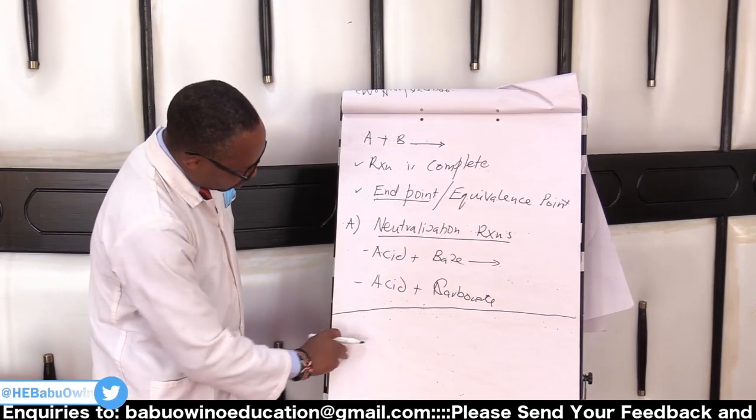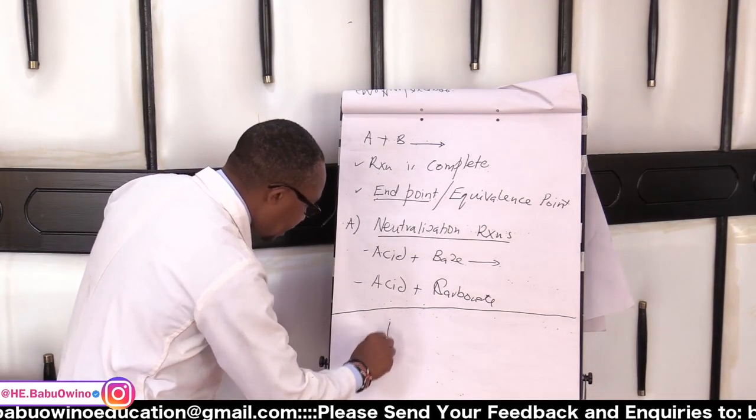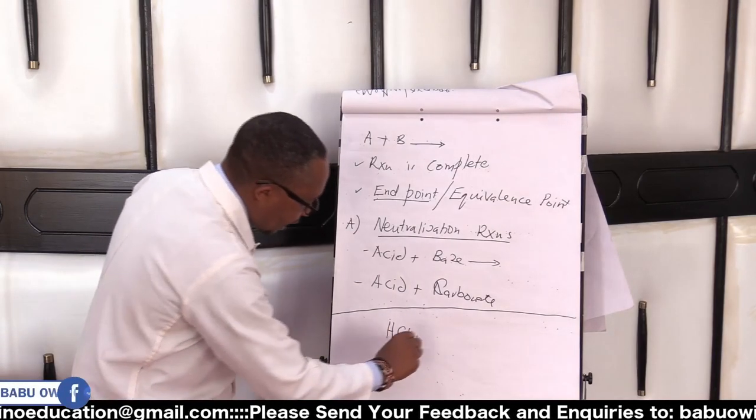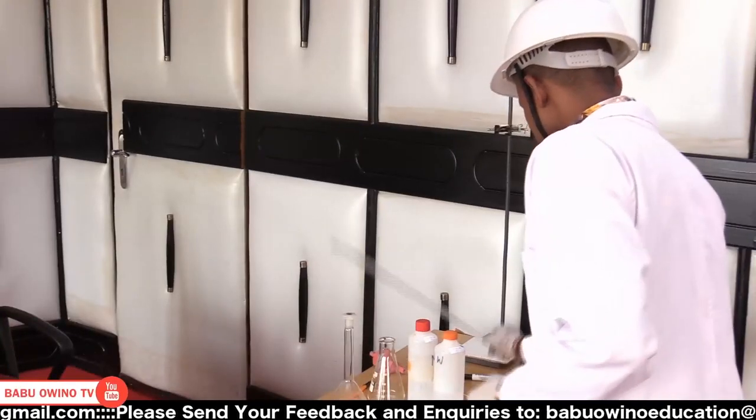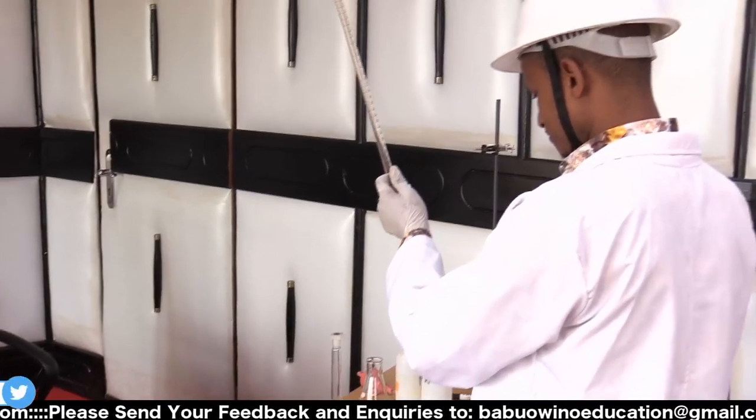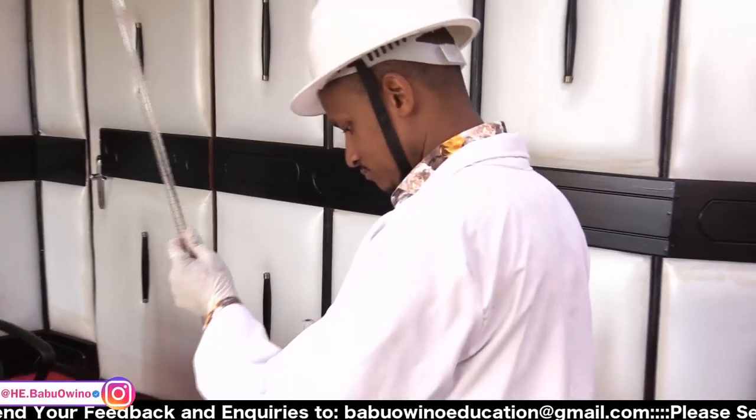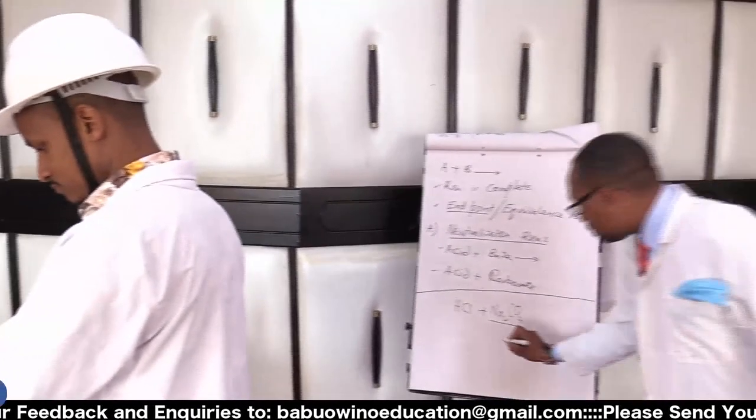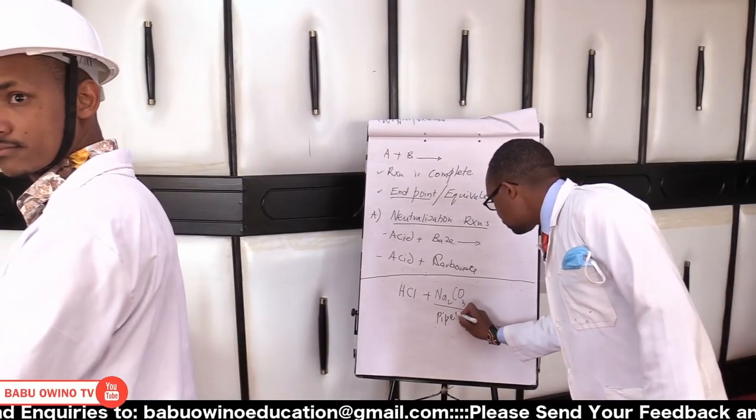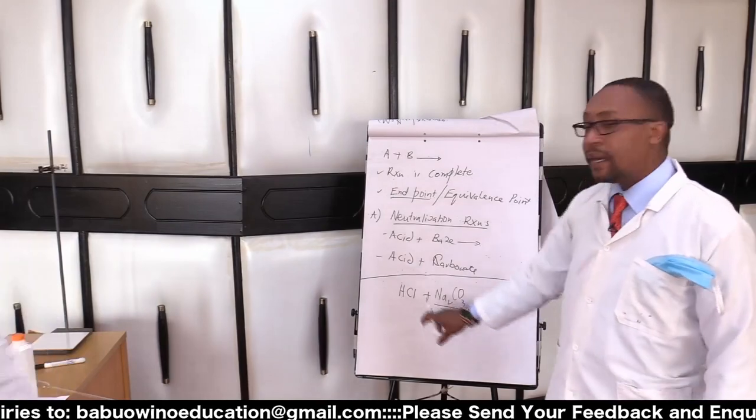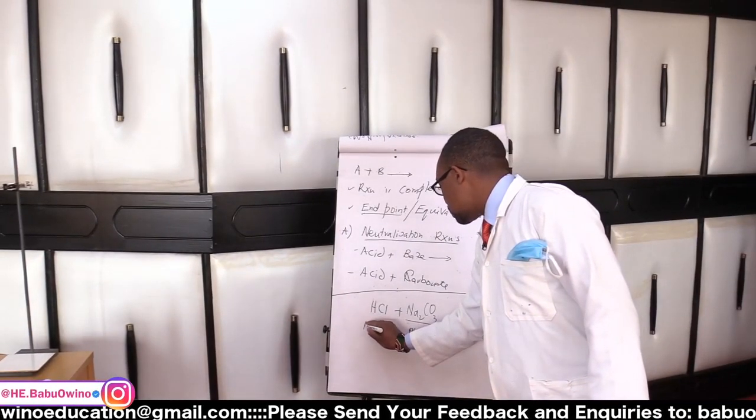We are going to allow Mheshimiwa to take the acid HCl and place it in a burette. And then we titrate against sodium carbonate. So the sodium carbonate will be in the pipette, while the HCl will be in the burette.